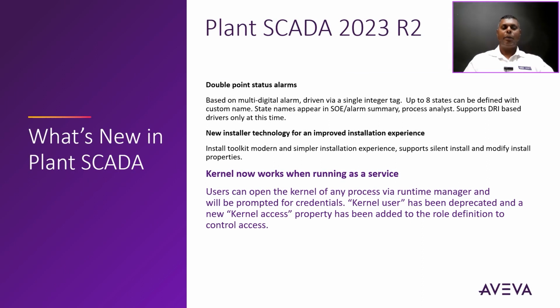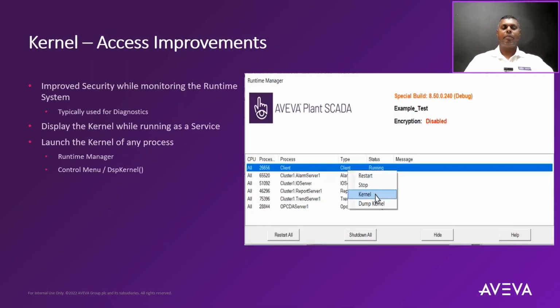The kernel now works when running as a service. This means that users can now open the kernel for access via the runtime manager and will be prompted for credentials. The legacy Plant SCADA kernel user has been deprecated and a new kernel access property has been added to the role definition, which now controls access. This improves security for kernel access, which is typically used for diagnostic purposes, and is now accessible via the Plant SCADA runtime manager.